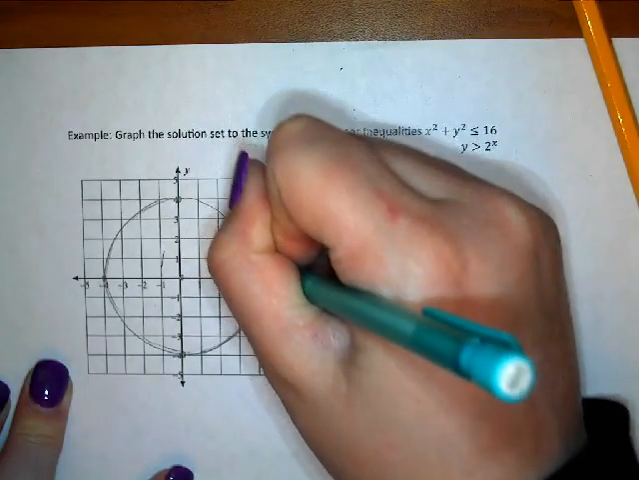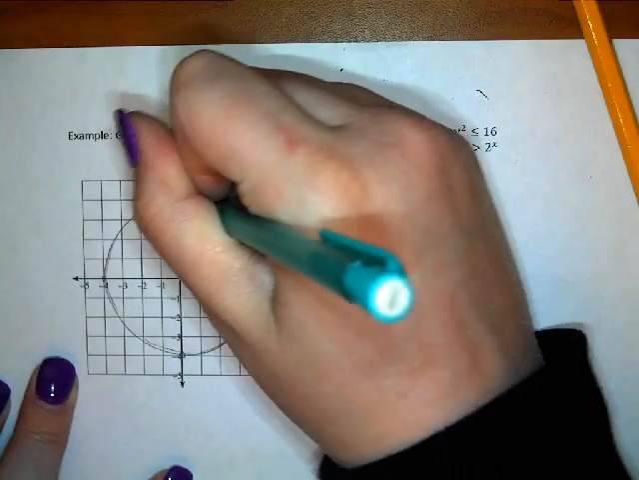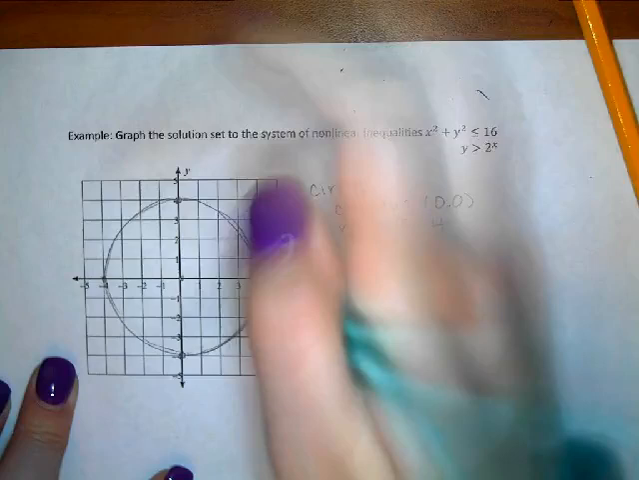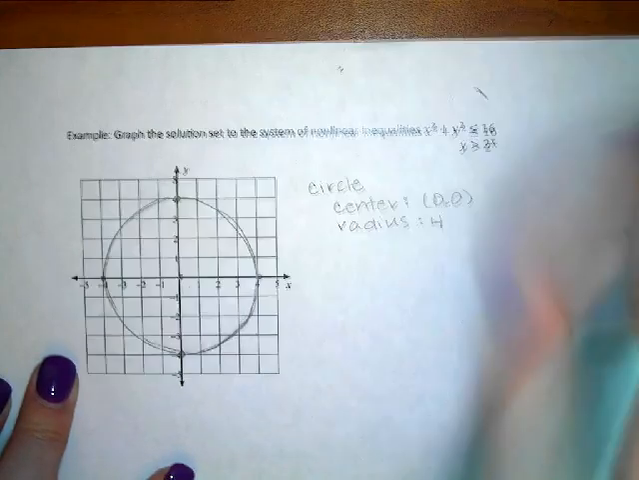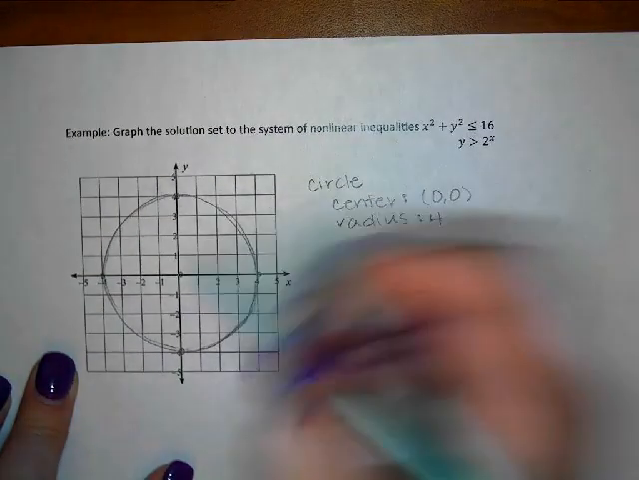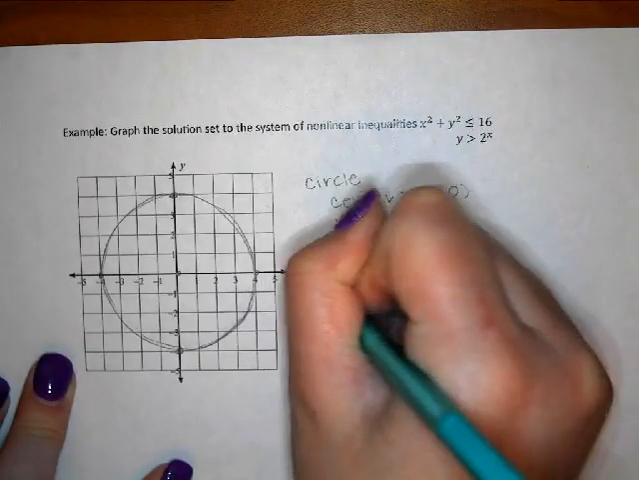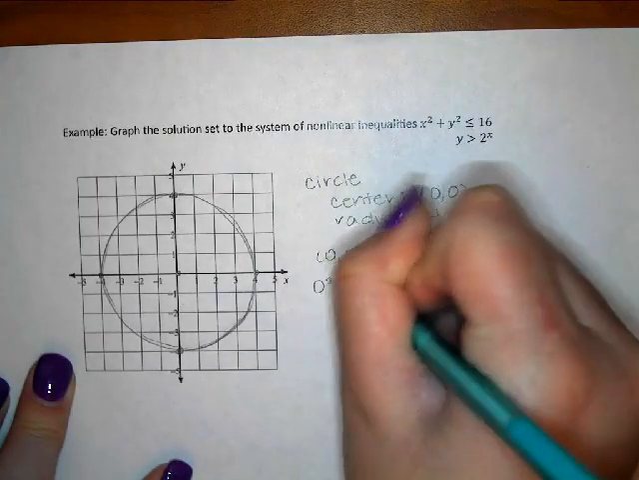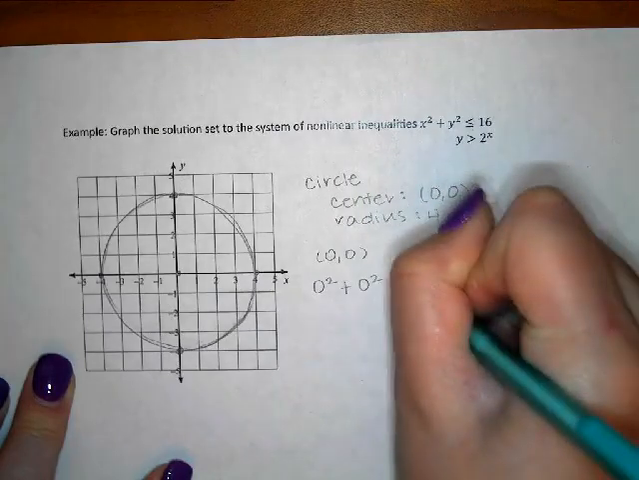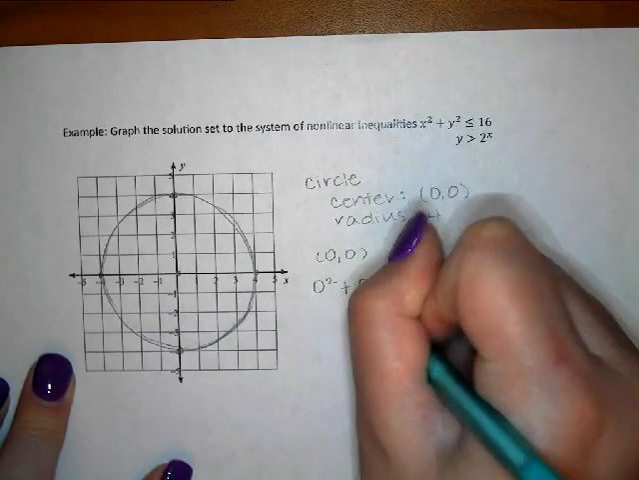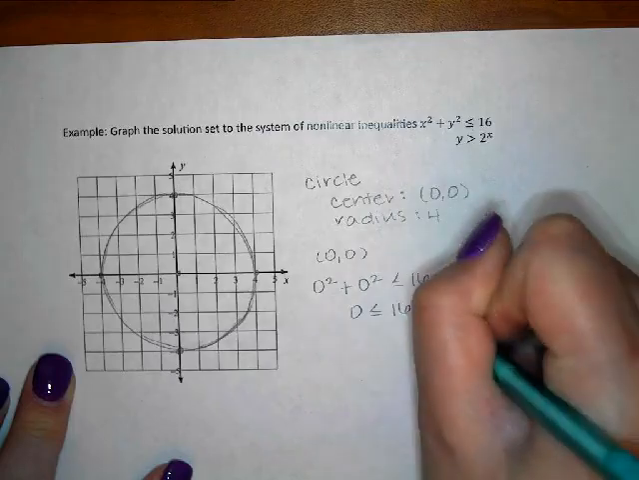Yeah, that's fine. Okay. So I need to figure out where to shade. I can plug in 0, 0. So 0 squared plus 0 squared is less than or equal to 16. 0 is less than or equal to 16 is a true statement. And so I'm going to do the shading on the inside of the circle.